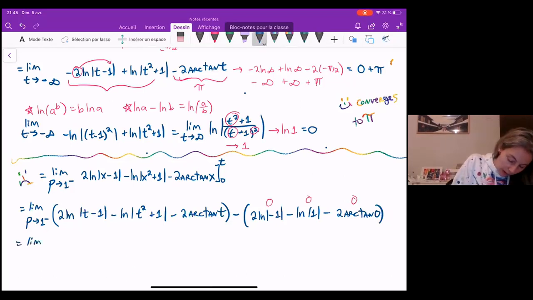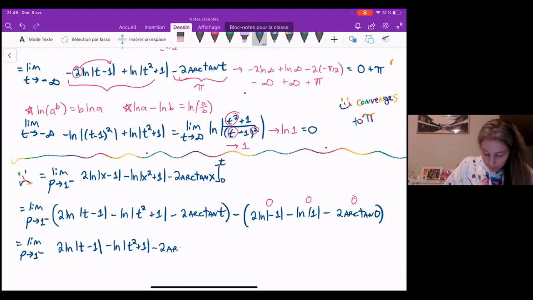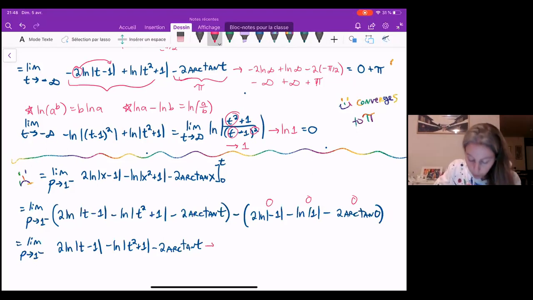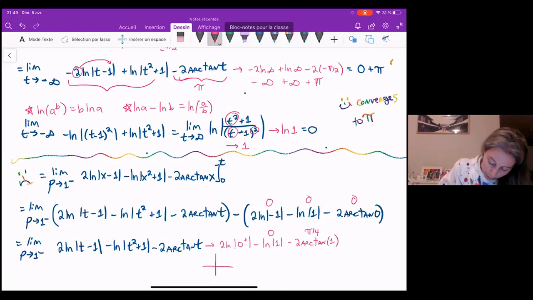So we end up with the limit as t approaches 1 from the left, 2 ln of |t minus 1| minus ln of t squared plus 1 minus 2 arctan t. And when we plug in that 1 here, well, we end up with 2 ln 0. That's going to be 0 from the right because it's inside an absolute value. So no matter what, it's going to be approaching from positive numbers. Then minus ln of 1, then minus 2 arctan of 1. Well, arctan of 1 we know is just pi over 4. Ln of 1 we know is 0. And ln of 0 from the right, that's going down to negative infinity. So this is actually negative infinity.